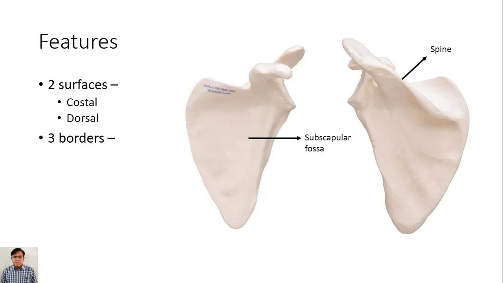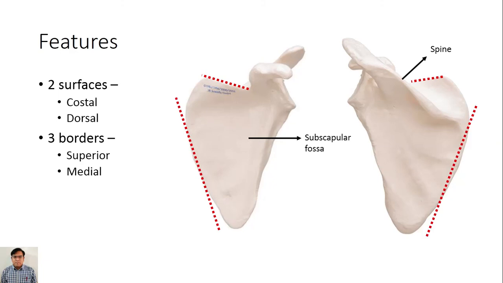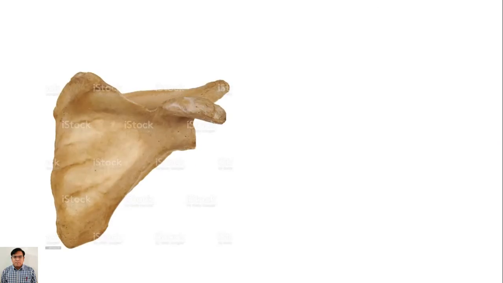Now it has three borders: superior border, then medial border or vertebral border, and lateral border. The medial border is thin and the lateral border is thick. In the costal surface there are three vertical ridges, these are the longitudinal ridges.